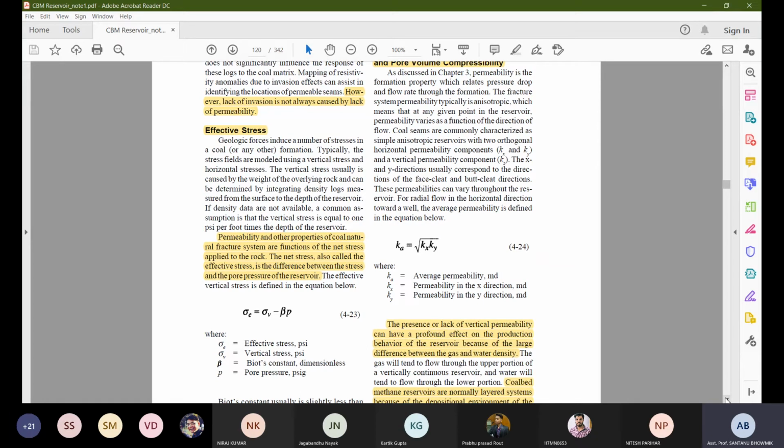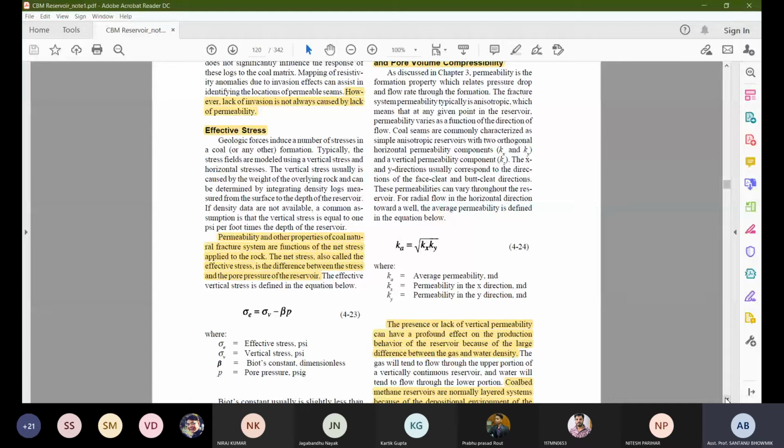Pore pressure means the water pressure or the fluid pressure, if the reservoir is saturated with some pore fluids; that fluid pressure is to be seen. The vertical stress, as you know, is always estimated by the depth. Whereas the pore pressure is the pressure of the fluid or the water that is exerted, and it is subtracted from the vertical stress.